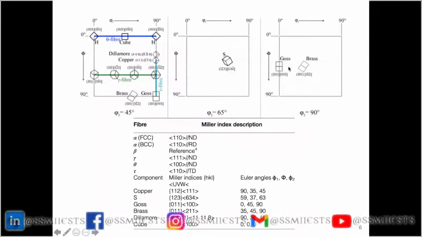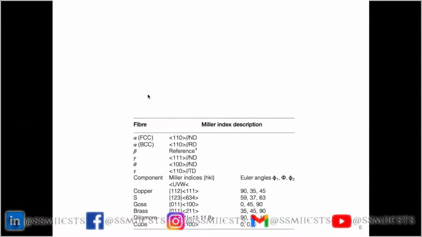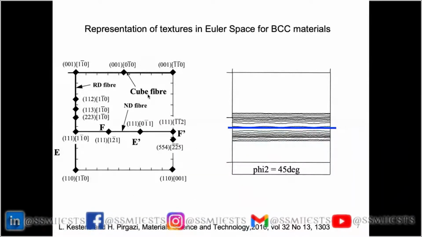Mind you that because of multiplicity, this Euler space is kind of an odd thing. It looks a little bit like a mirror palace. If you have ever been to a fancy fair and you enter the mirror palace, you can see yourself in many different corners. Well, the Euler space is a little bit like that because, for example, the Goss orientation, we do not only find it here in the phi2 90 degrees section, but we also find it here in the phi2 45 degrees section. I don't have time to go into this detail. This has to do with crystallographic symmetry.